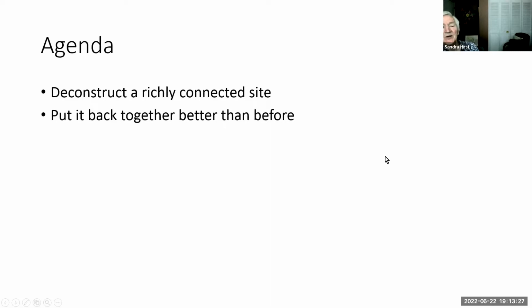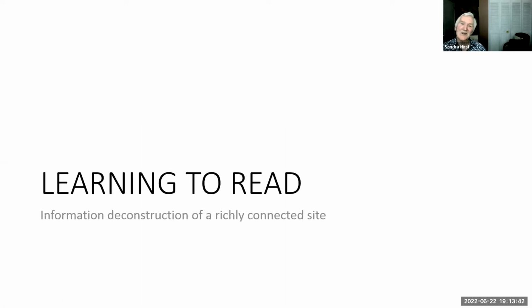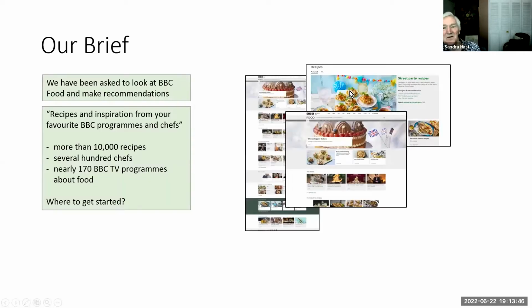I think we're going to have a bit of fun. We're going to do two things. One is we're going to deconstruct a richly connected site, and then we're going to put it back together better than it was before. Everybody okay with that? Yes, I suspect so. So first of all, the first part, learning to read. Here's our brief. We're going to pretend we've been asked to look at BBC Food and make recommendations.